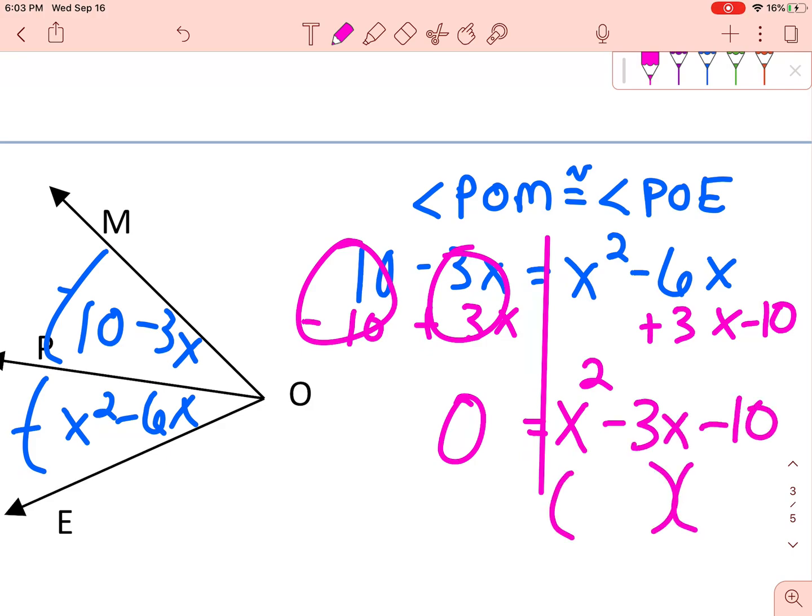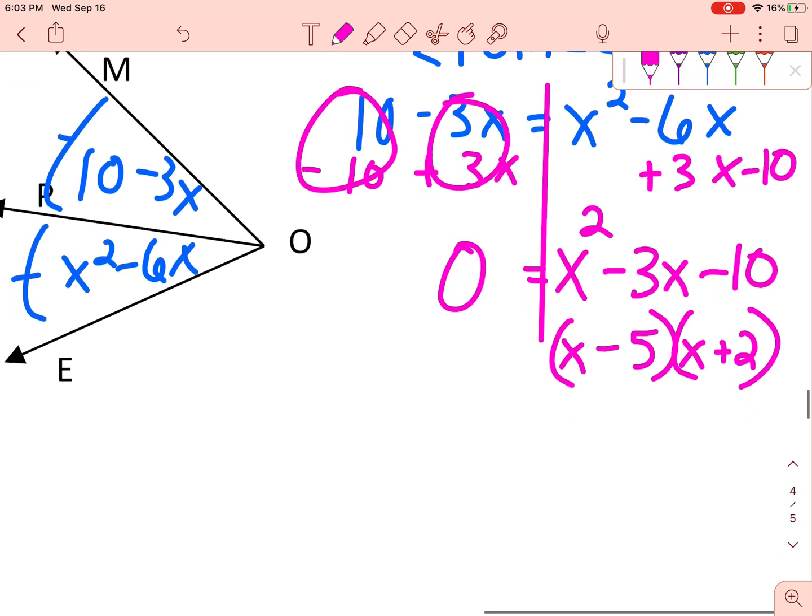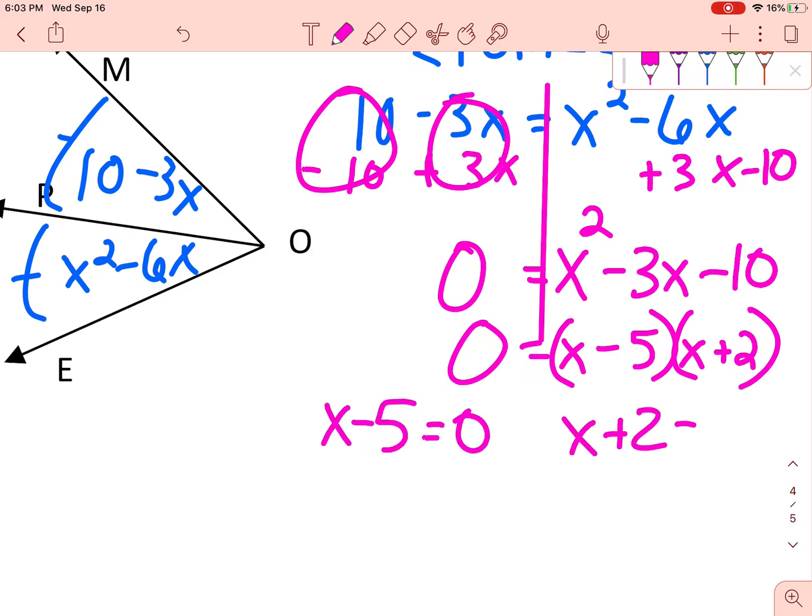I use the guess and check method. So this is x, this is x. I have a minus 5 and a positive 2. I promise you can check that and factor it out. I'm not finished yet. I set each of those parentheses equal to 0. x minus 5 equals 0, and x plus 2 equal to 0. So x is equal to negative 2, and x is equal to 5.